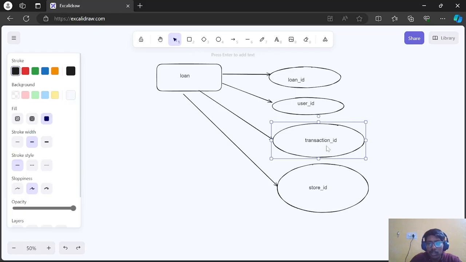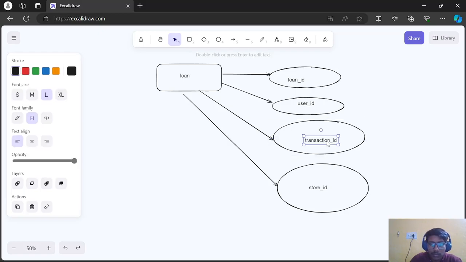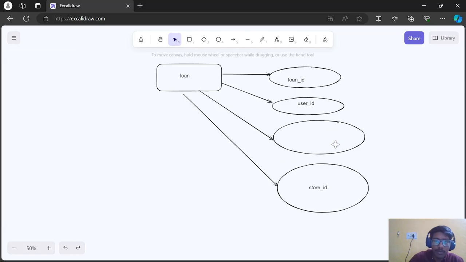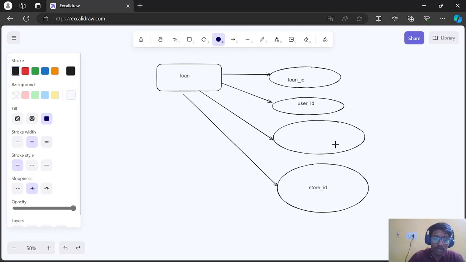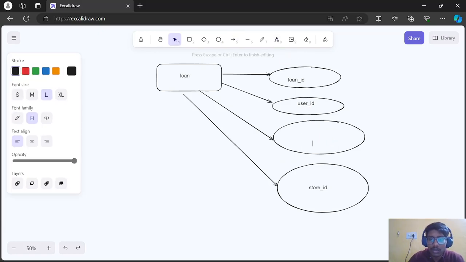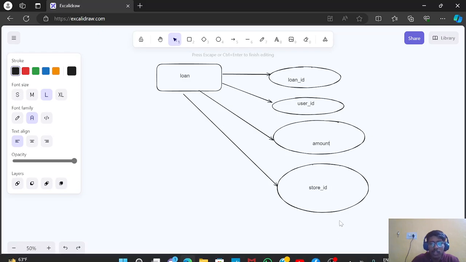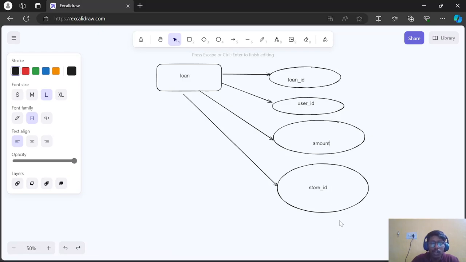And the next attribute in this would be the amount. Amount attribute, like a user takes a loan, right? So amount here signifies the amount of loan that he is taking, of course. So it's not a big thing to explain by me.